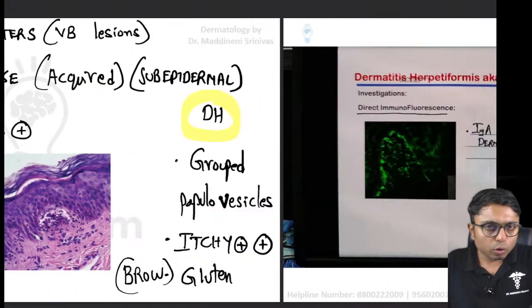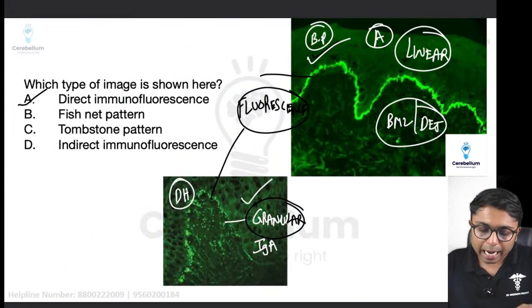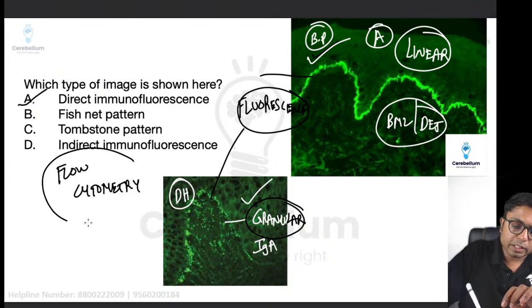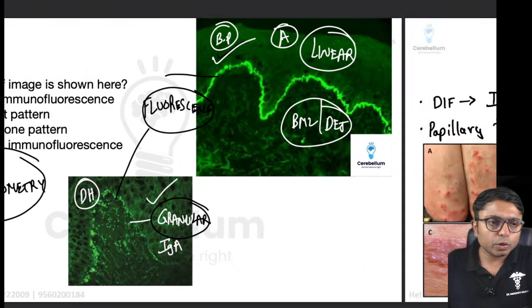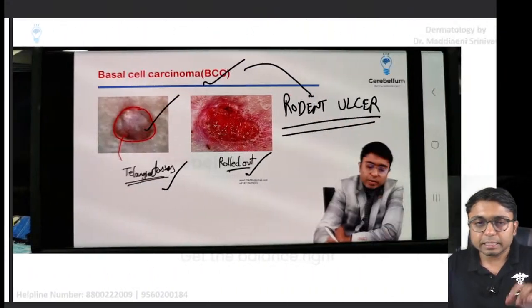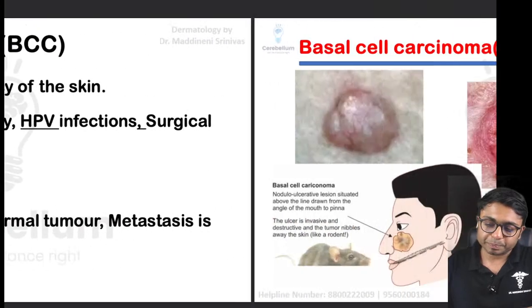It is also not flow cytometry. Thank you so much for adding the option. So flow cytometry and fishnet technique. Okay, fishnet is already included. So yes, the answer is going to be direct immunofluorescence. There is no change in it. Thank you so much for adding the option.